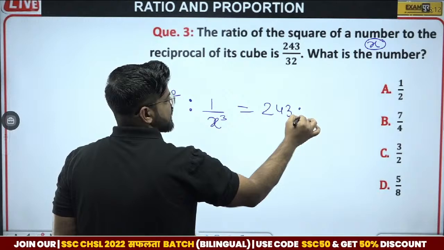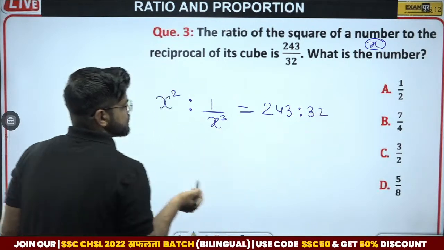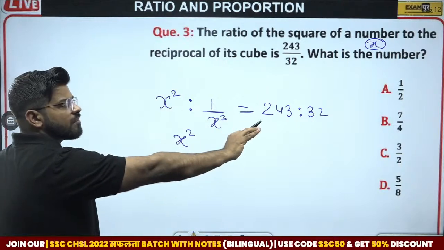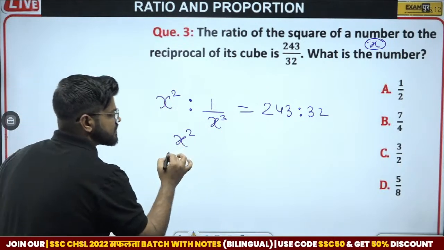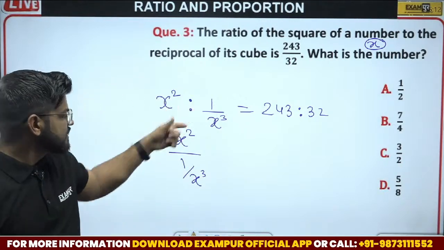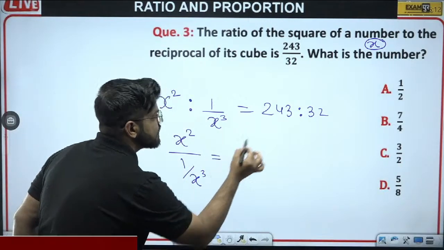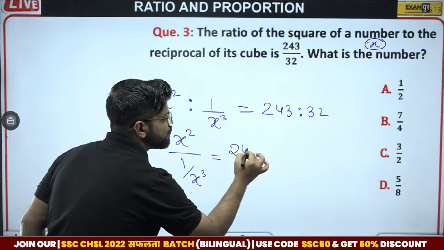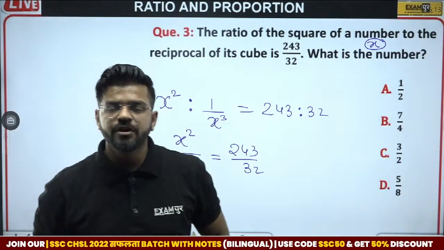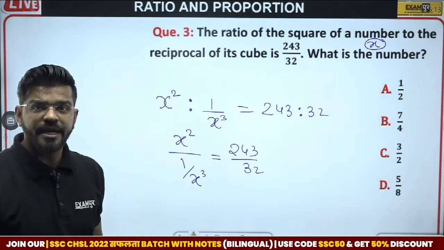243 by 32. How can we write it? Or you can also multiply by x to the power 5. Both are possible, right? We can also write this like this. And here we have 243 by 32.